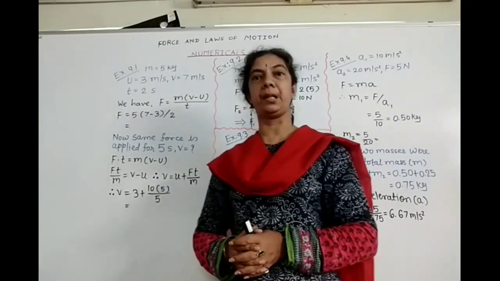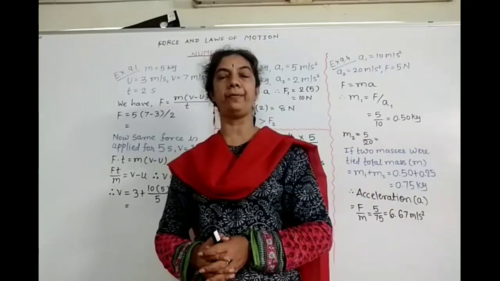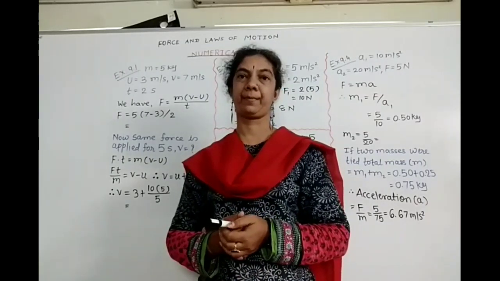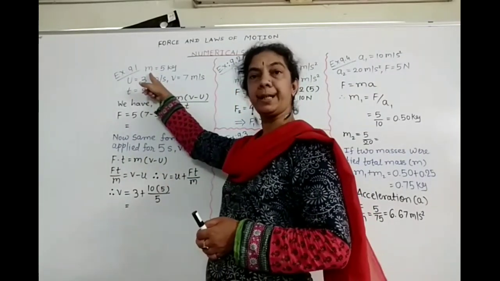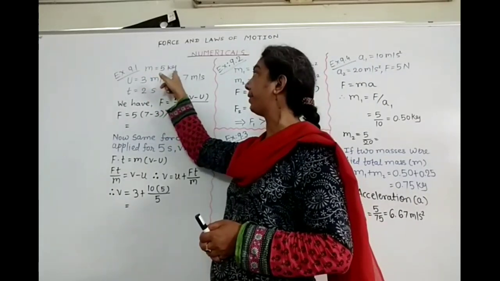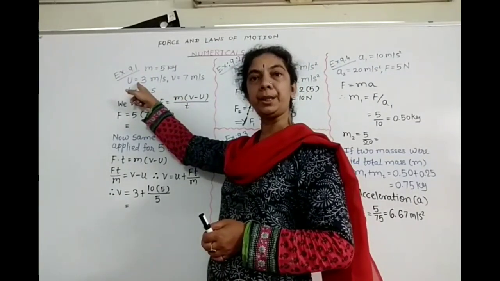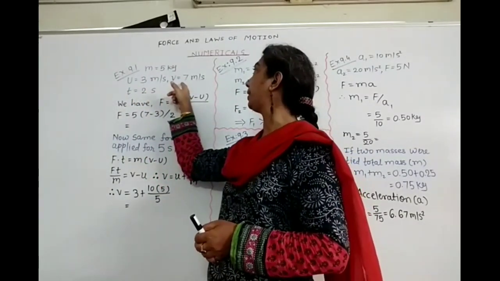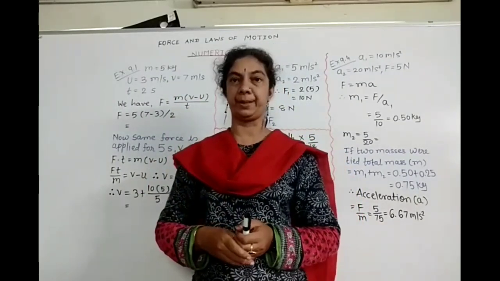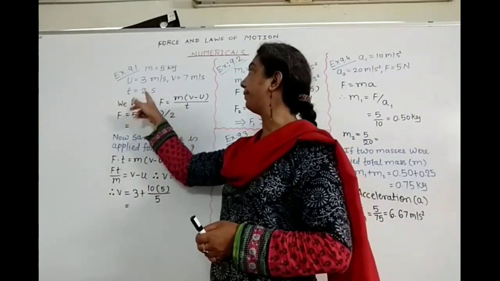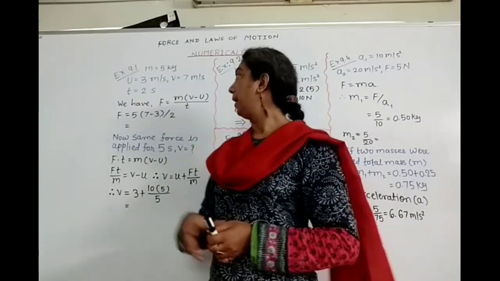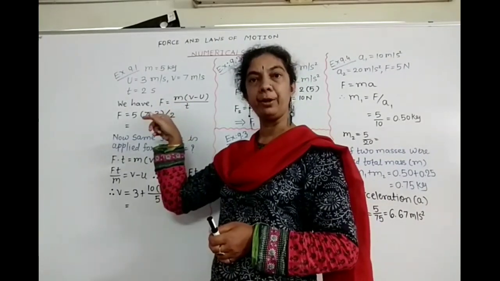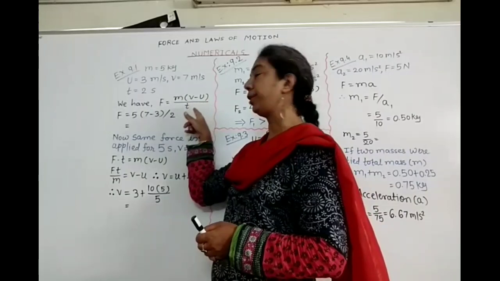As we have discussed earlier, for solving the numericals, always first step, write down the data. So we are having first data, mass m as 5 kg, initial velocity u equals to 3 meter per second, and final velocity v equals to 7 meter per second. Time is given as 2 seconds. Let us use the formula of F equals to m into a, where a stands for v minus u by t.